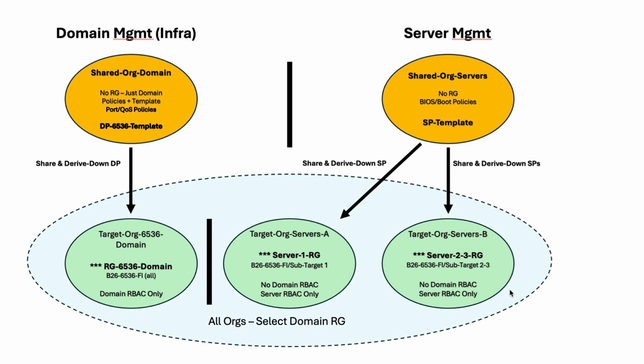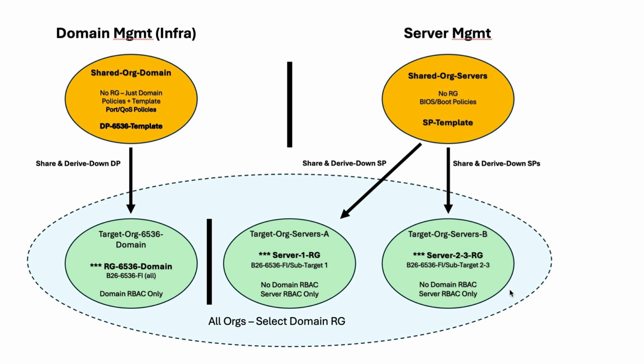I think the point to take away here is they all use the same domain for the resource group. It's just a matter of whether it's all the servers, a particular server, or a subset or sub-target, in these respective orgs. That is why I drew the dotted line bubble around all three of these, because you're actually working with the same domain that's part of three separate resource groups.